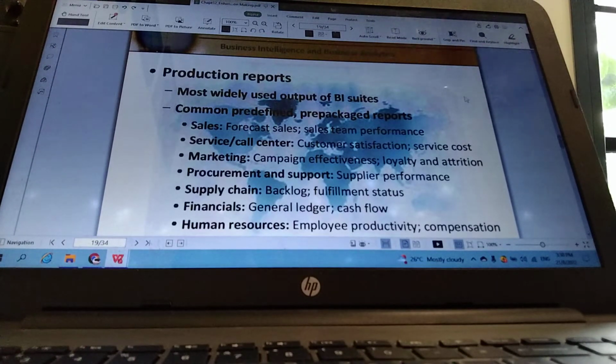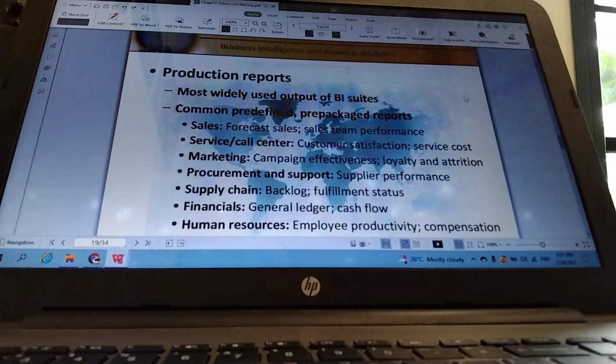So when it comes to production reports, the most widely used output as far as the BI suites or the BI systems are concerned, some of the common predefined or prepackaged reports or customized reports, as we discussed earlier, are sales related reports. For example, forecast sales, sales team performance, and so on. Anything to do with sales. Top rated product, high sales product, anything to do with sales.